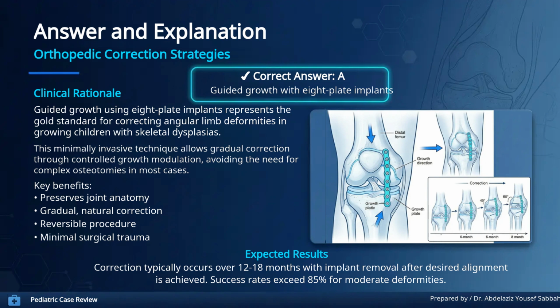The 8-plate is placed on the convex side of the deformity at the distal femur or proximal tibia, tethering growth on that side, while the opposite side continues to grow, gradually straightening the limb alignment over time. Correction typically occurs over 12 to 18 months, with implant removal after the desired alignment is achieved. Success rates exceed 85% for moderate deformities. Acute osteotomy is reserved for severe deformities in skeletally mature patients where guided growth is no longer possible.